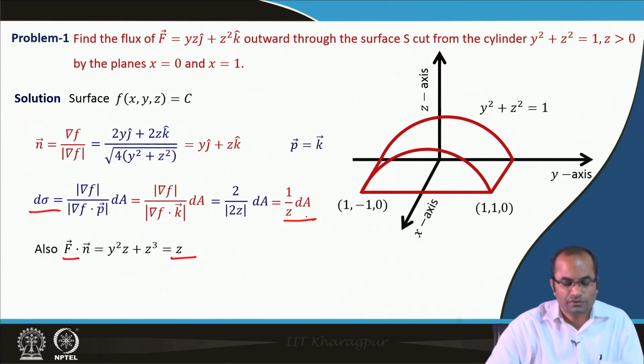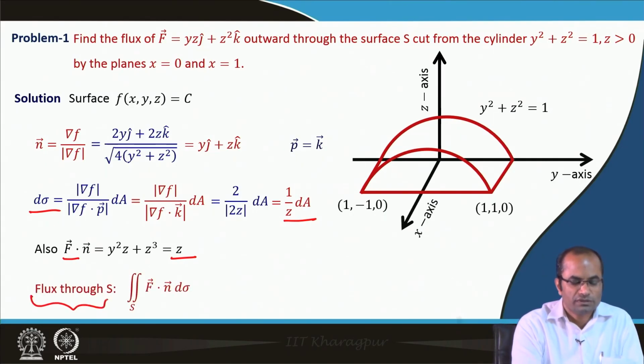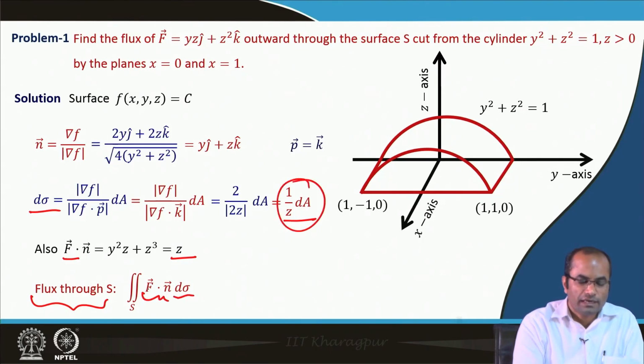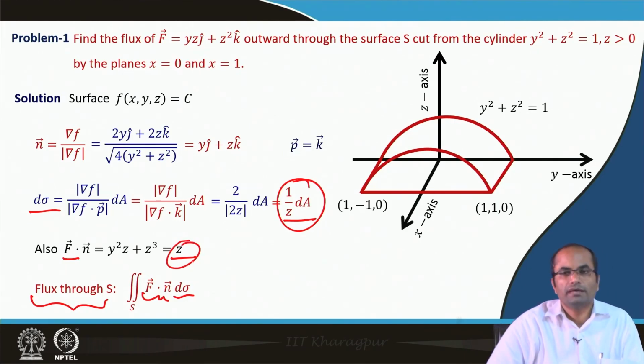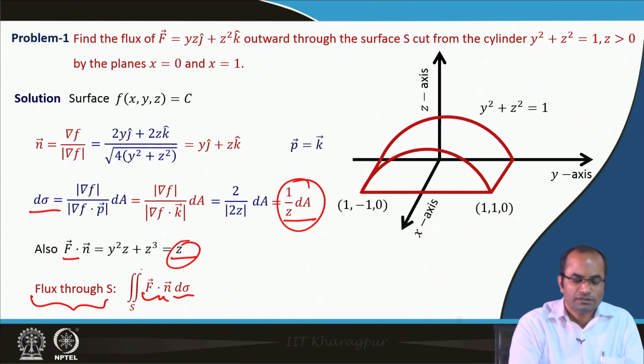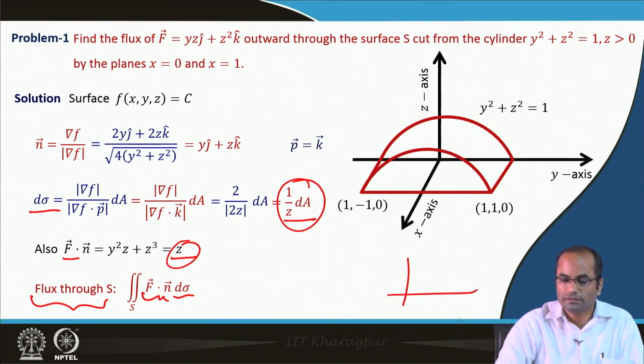Now, we can compute the surface integral. The flux through this S is the integral of f dot n d sigma. The d sigma element is 1 over z dA, and f dot n is z. If we multiply the two, z and then 1 over z, we have just 1. So, this will be integrated over the projected plane. So, what is the projected plane? The projected plane is in the xy plane, and this is just the square with 1 and 1 here. So, from here to here is 1.